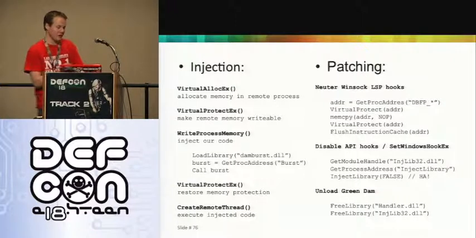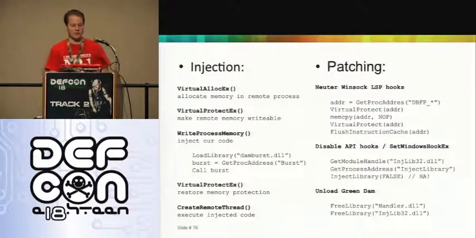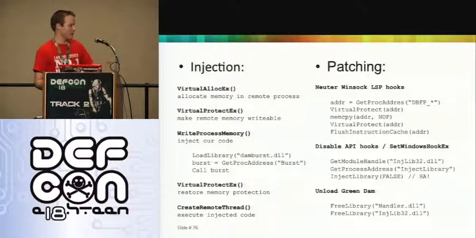As I mentioned, these are all standard parts of Win32, which allow you to allocate memory in the remote processes, write your code into that process, and then start a thread based out of the DLL that you just loaded. And similarly, for the patching of the WinSock LSPs, once we're running code inside the same process that's been infected with GreenDAM, we can simply overwrite the LSPs. Since removing them is a pain, we can simply overwrite them with no-ops and make sure that its functionality is effectively neutered.